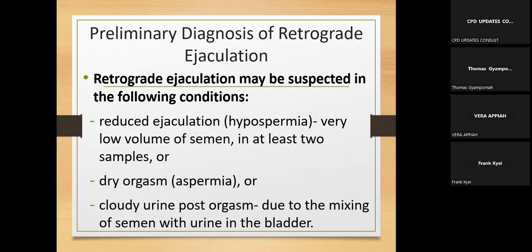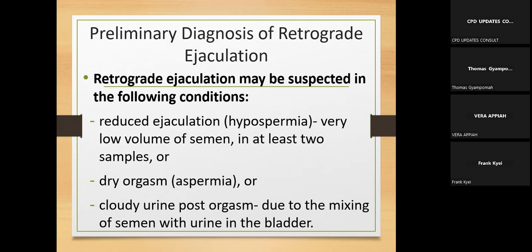That's what we call dry orgasm. The individual will get a feeling that yes, he's satisfied, but nothing comes out. That's what we call a dry orgasm. And the fact that nothing is coming out is what we call aspermia. Now, if nothing is coming out, the question is, where did it go? All right, then that could also be a reason to suspect.